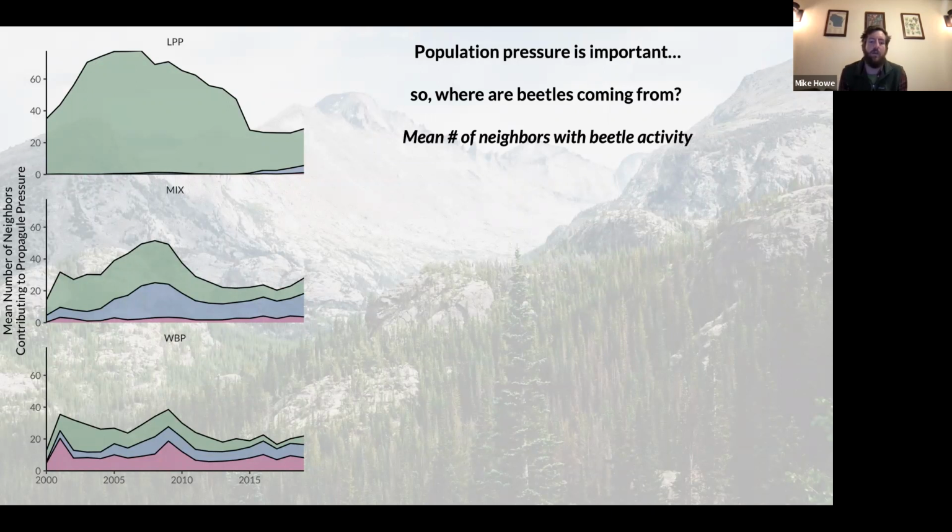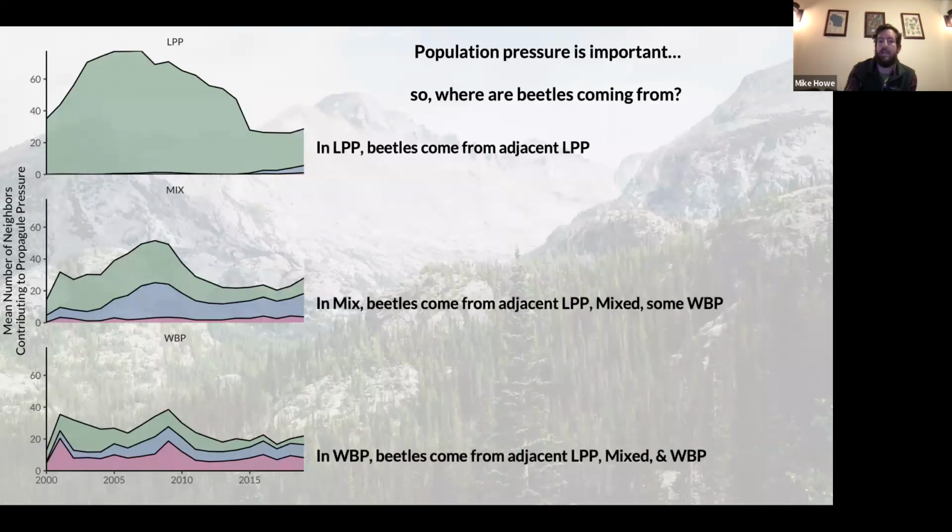On the x-axis here is the year, and on the y-axis is the mean number of neighbors that are contributing to that propagule pressure estimate. So what we see is that in lodgepole pine stands, beetles are primarily coming from adjacent lodgepole pine. In mixed stands, beetles are primarily coming from adjacent lodgepole, mixed, and some from whitebark. And then in whitebark pine stands, beetles are coming from adjacent lodgepole, mixed, and whitebark.